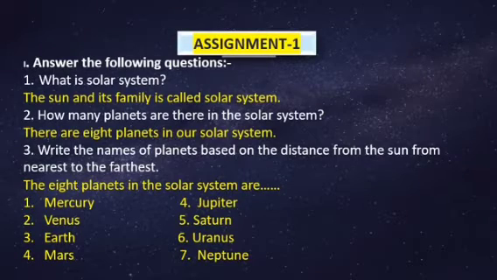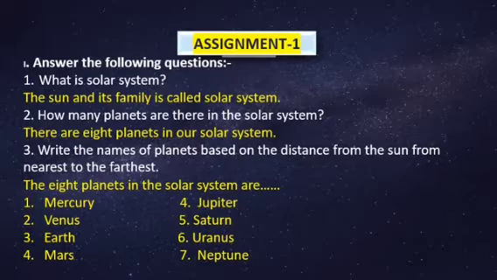Now, let us check the answers for the assignment. Answer the following questions. What is solar system? The Sun and its family is called solar system. I'll repeat. You can also repeat along with me, children. The Sun and its family is called solar system.